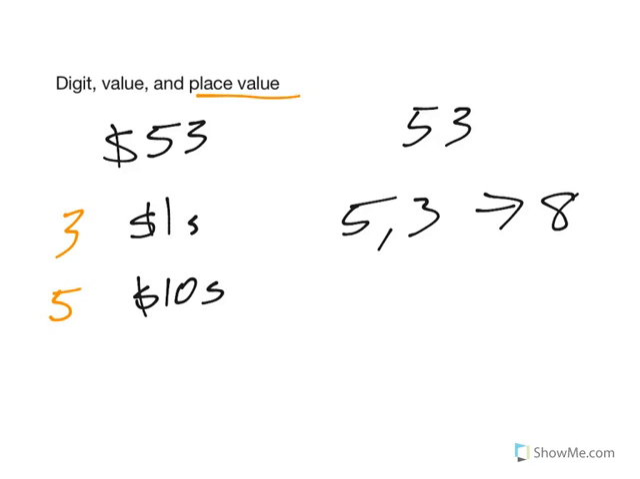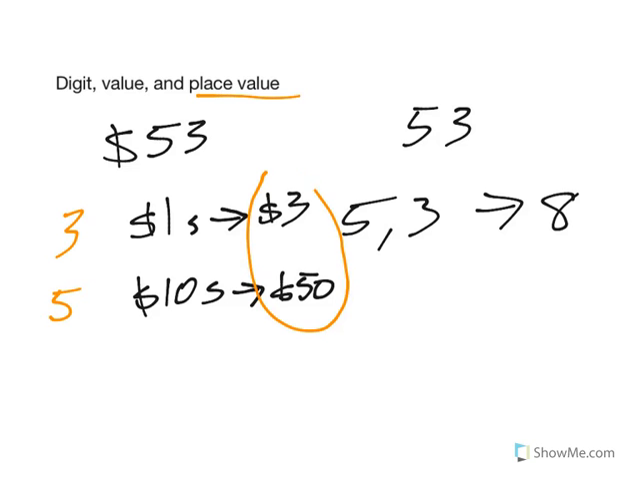And when you thought about how much money that was, well, the 3 ones is $3. And the 5 tens is $50. These are the values of those digits. And these are the place values. So let me say that again. The 3 is the digit. The ones is the place value of that digit 3. And 3 is the value of that digit 3.